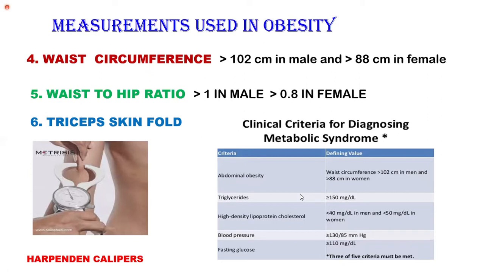So this metabolic syndrome consists of abdominal obesity, triglycerides, high density lipoprotein, blood pressure, and fasting glucose. So any three of these five will be indicative of metabolic syndrome. So with the investigations, you have to make a mention whether the patient belongs to metabolic syndrome or not.